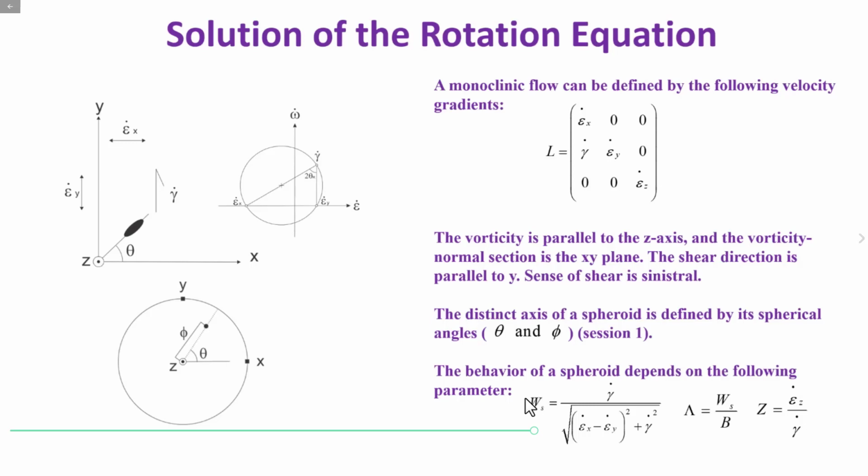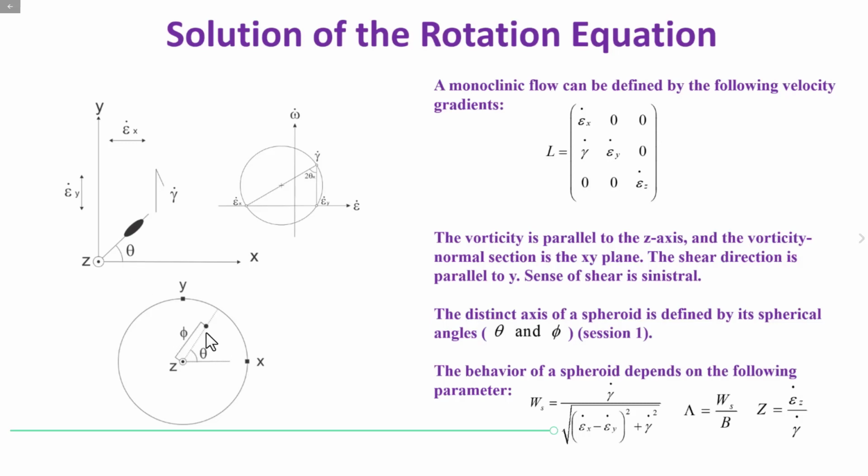One is the sectional kinematic vorticity number. And the second is the sectional kinematic vorticity number divided by the shape factor, b. We call that factor lambda. And third is z, which is the strain rate along the z-axis divided by the shear strain rate. The orientation of a spheroidal object is defined by the orientation of the distinct axis. So the distinct axis has a theta angle trend and an angle phi.